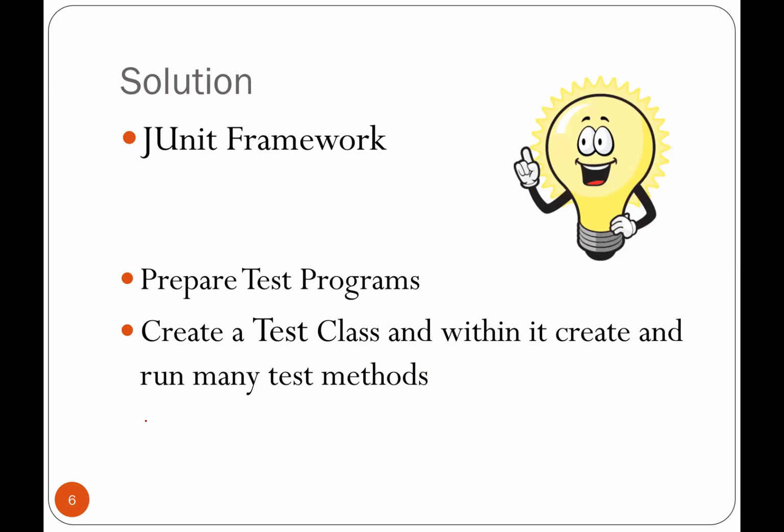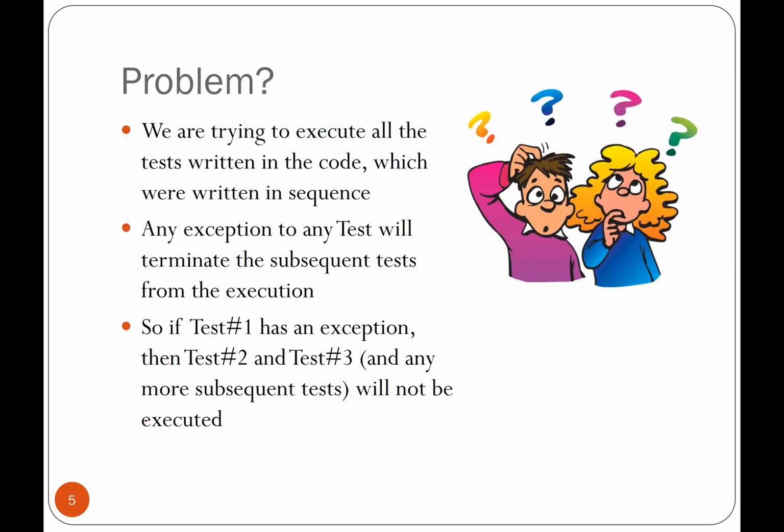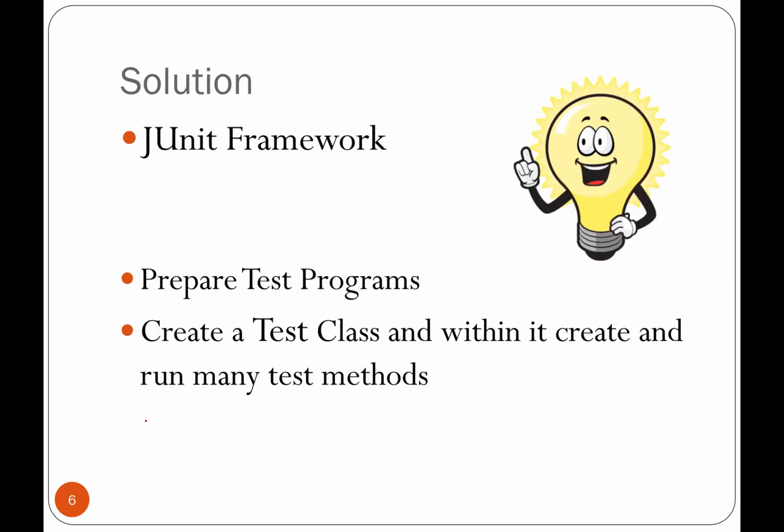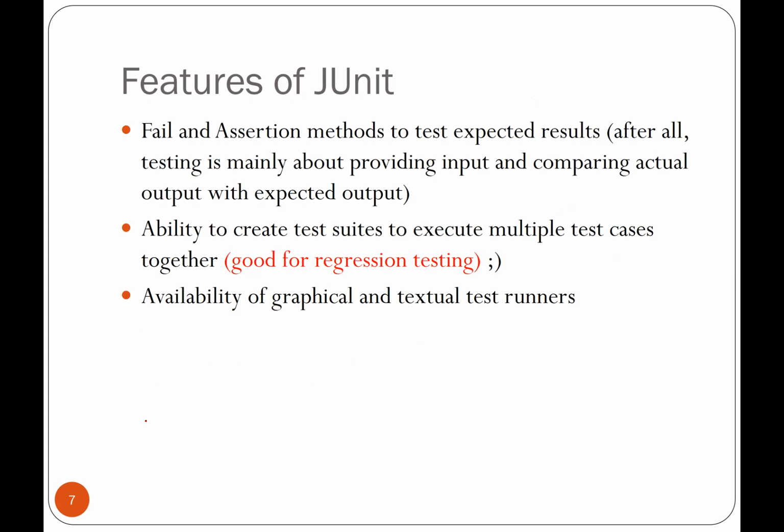Okay, it helps us prepare those test programs by creating a test class, and within that test class, just like we saw here, it's going to be called account test, but it's going to be special in that it's running over the JUnit framework, which helps alleviate the issues that we just talked about before, where if one of those tests throws an exception, what if we don't want to carry the history over? We can have features in JUnit that help us do that. All right. So let's take a look at the features of JUnit.